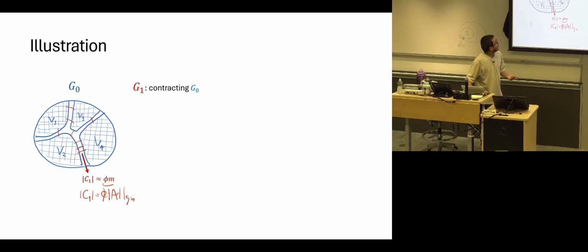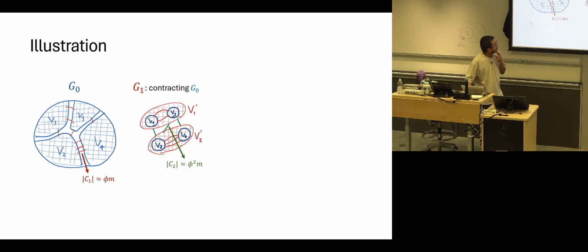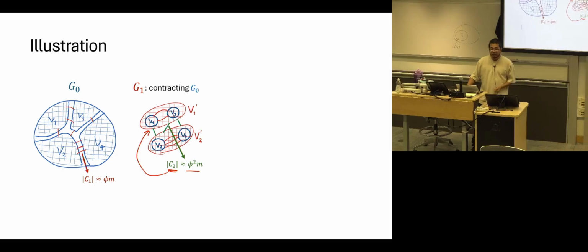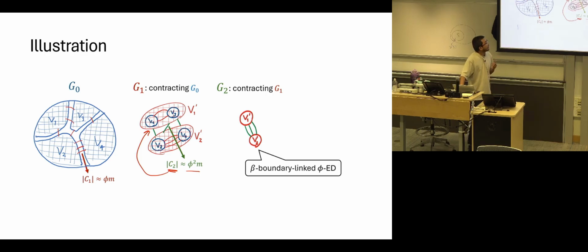And then G1 is just from contraction. And then we do, again, another Bartley link expander decomposition. You may get this. These are expander clusters, and there are edges between the clusters. That's C2. And C2 will have size 5 square m, roughly. And then you contract it. You get this one, and repeat until you're done, until there's no edge.